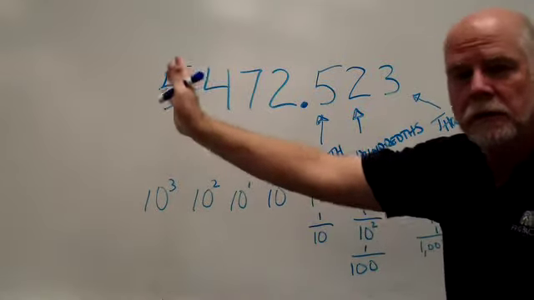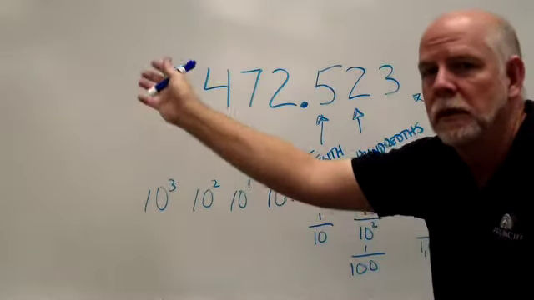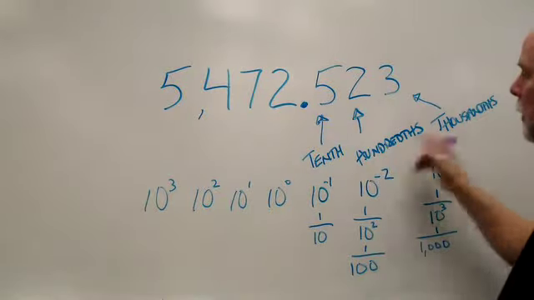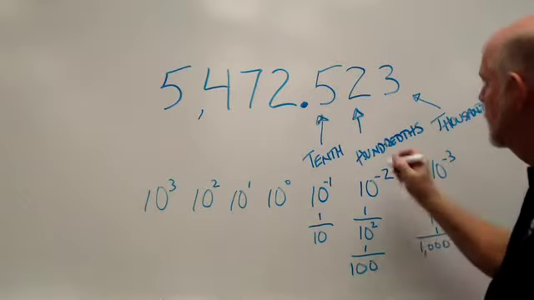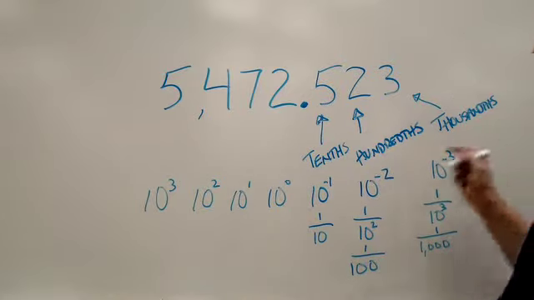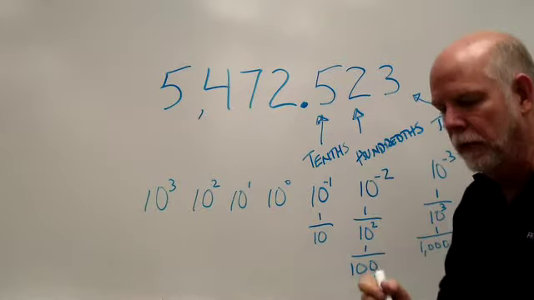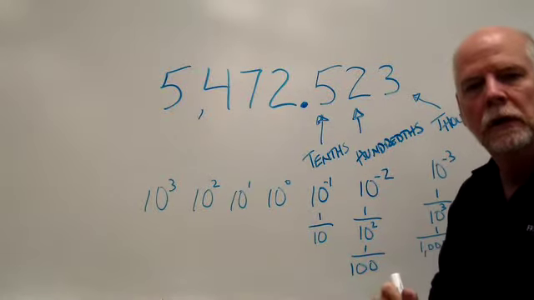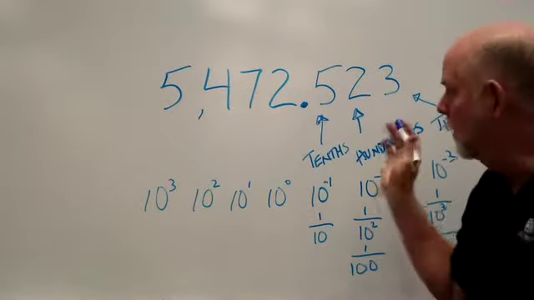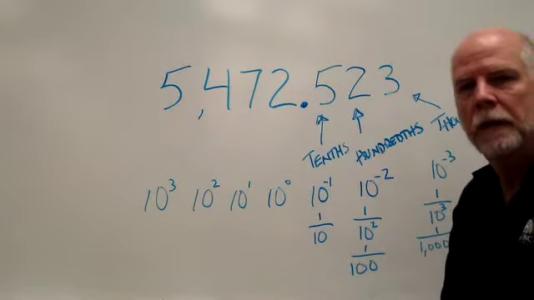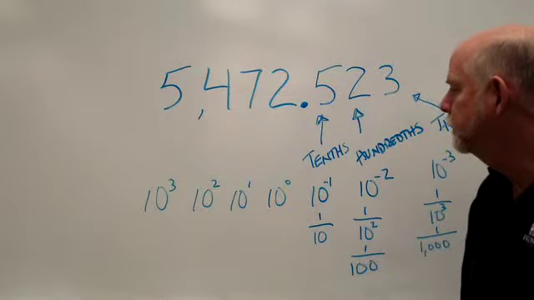We could go to 10,000s, 100,000s, millions, 10 millions, 100 millions, billions, and we just keep going and going and going. Same thing here. We can go tenths, hundredths, thousandths, ten-thousandths, hundred-thousandths, millionths, and so on, forever that way also. And so this is the way that our decimal number system works. Okay? And so it keeps going in either direction.